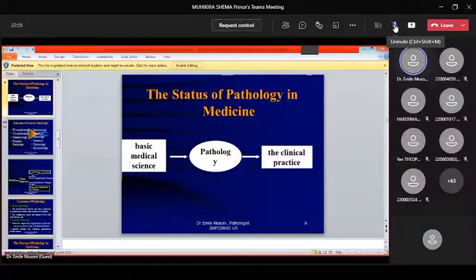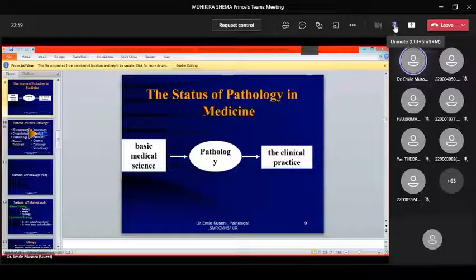So in summary, pathology is the bridge between basic medical sciences and clinical practice. Basic medical sciences: anatomy, physiology, and histology. And clinical practice is like those surgeons, pediatrics, and the others. So pathology is that bridge between those basic sciences and clinical practice.